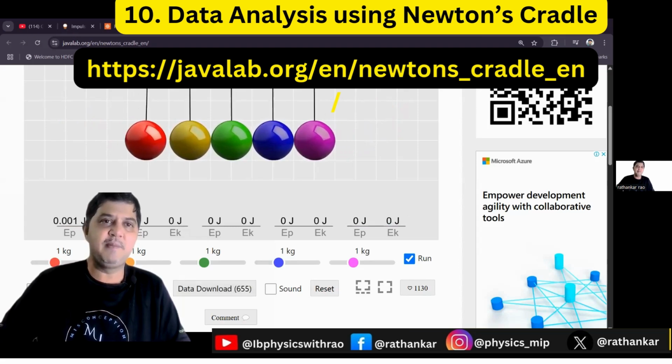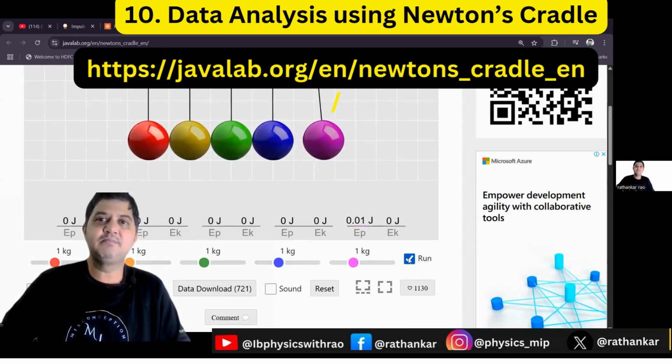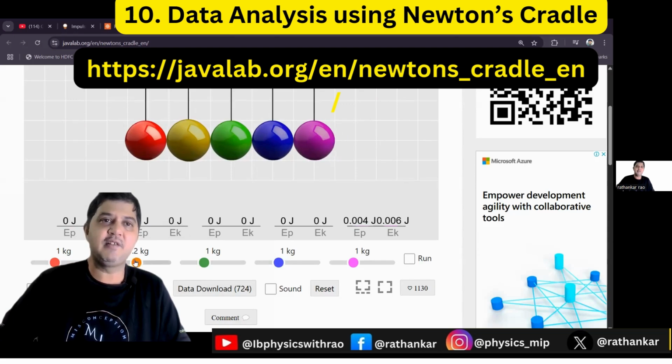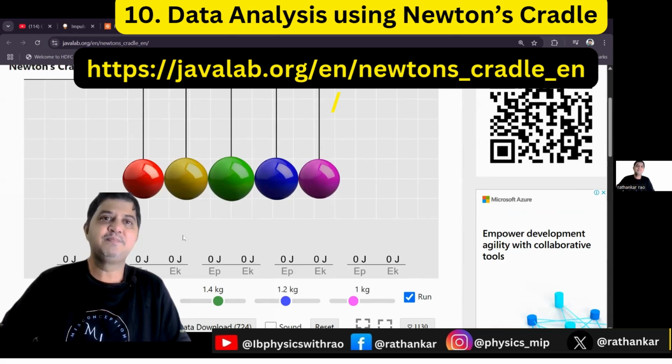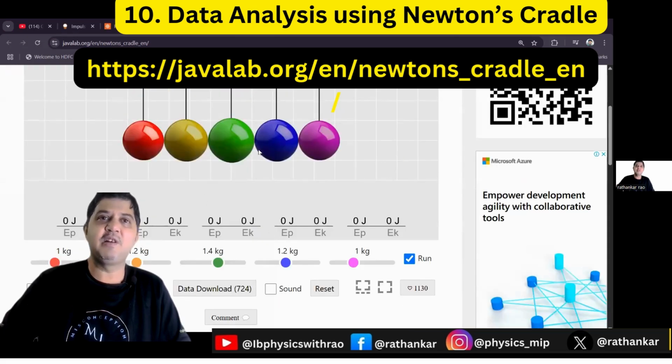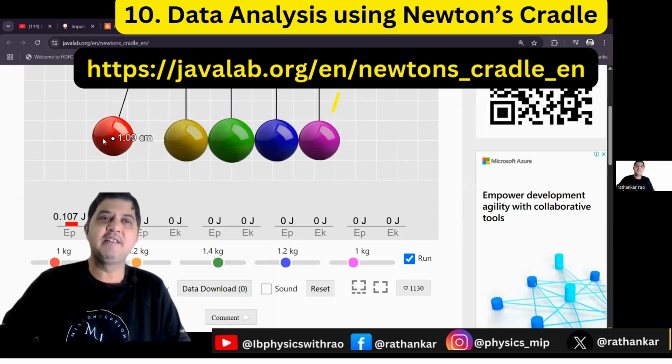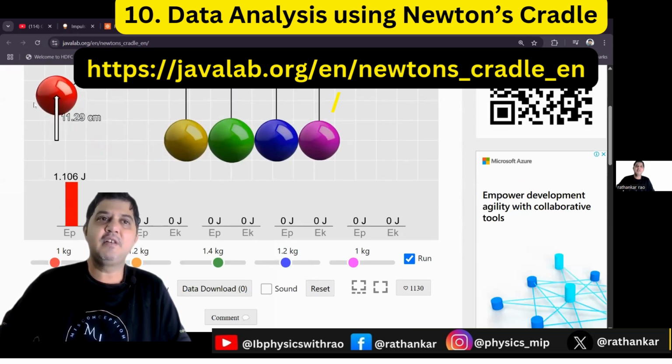Then what you can do is, let me stop this here and change this value. Instead of 1 kg, I'll make it 1.2 kg. This I will make 1.4 kg. This once again I'll make 1.2 kg. Okay, and let me run this. No, it doesn't run. See, something is smaller and so on. Let me take this and keep it to this much height. Again, 1 joule.